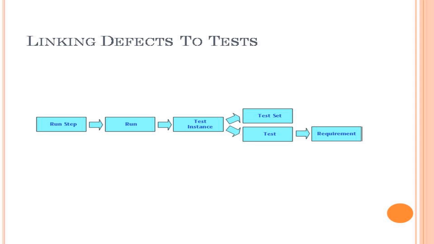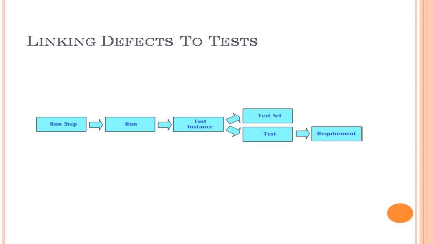A defect can be linked directly or indirectly to an entity. When you add a defect link to an entity, Quality Center adds a direct link to this entity and indirect links to other related entities. The following diagram illustrates the flow of indirect linkage. For instance, when you link a defect to a run step, it adds an indirect link to its run, test instance, test set, and test. If the same test is covered by a requirement, an indirect link is also added to the requirement.